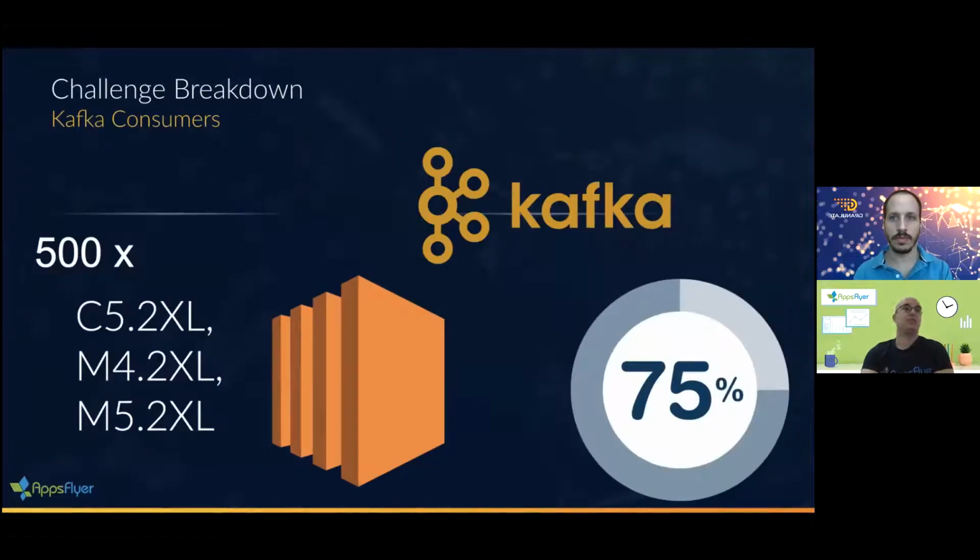And the second service that we tested was one of our Kafka consumer services, which was performing heavy compute logic. The cluster was built of 500 machines on average, because the cluster has auto scaling, a mixture of C5, M4, and M5 machines with an average CPU of 75% usage. The cluster was using auto scaling based on the Kafka lag, and the service was CPU bound. Next slide, please.